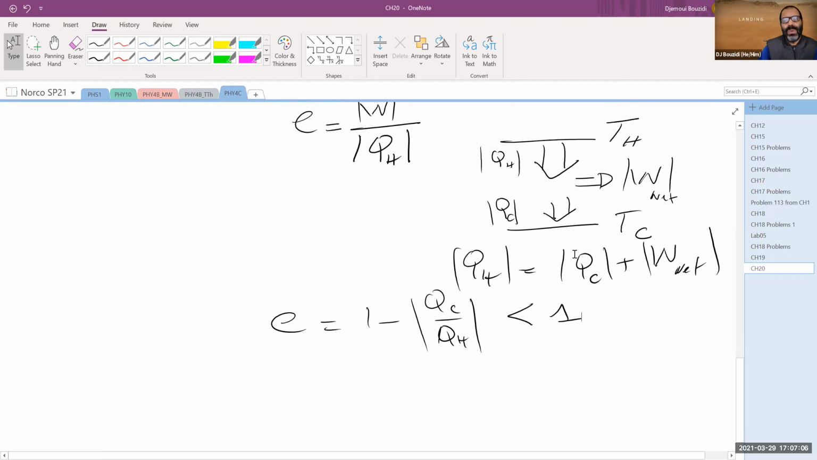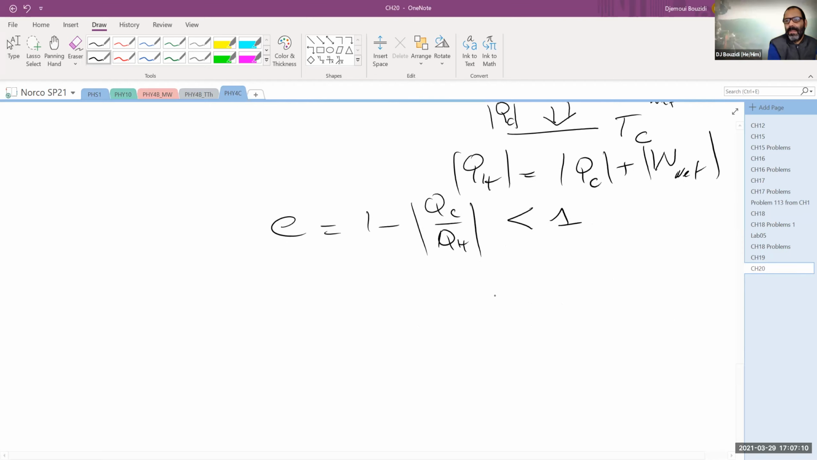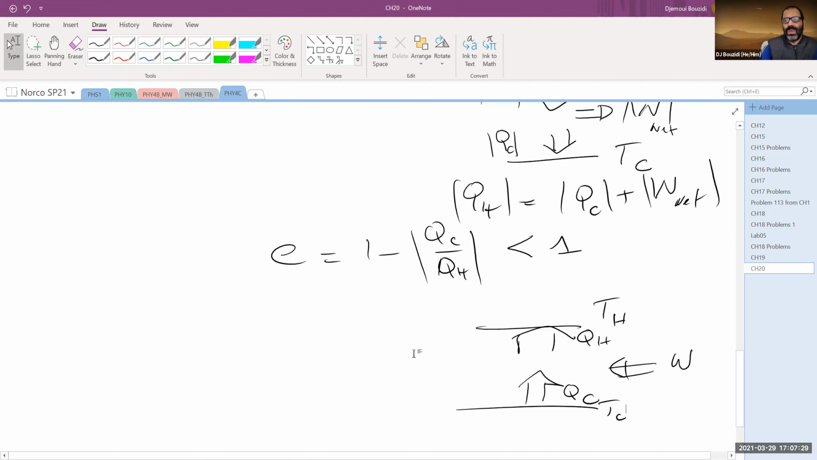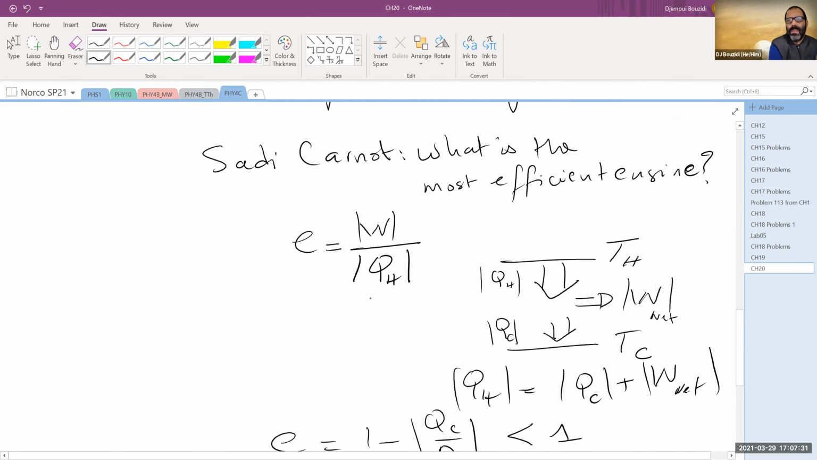Okay, so if you're wondering what the refrigerator looks like, it's just the reverse of that one. So it takes work and extracts heat from the cold source and dumps the excess into the hot source. So it's working against the second law of thermodynamics. So it's that process reversed. So this is an engine.